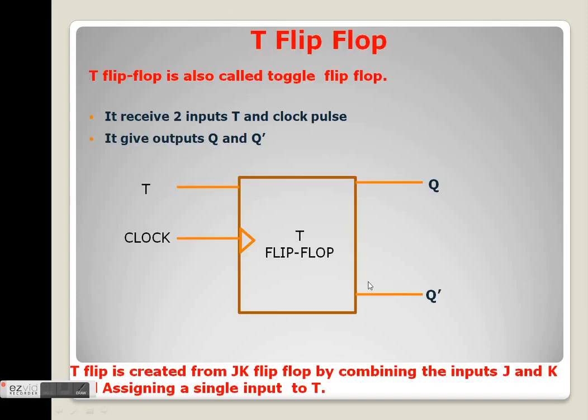Students, let's now discuss T flip-flop. T flip-flop is also known as the toggle flip-flop. The T flip-flop receives two inputs. One is represented as T and the other one is the clock input. Okay, and it gives two outputs, Q and the complement of Q, which is represented by Q bar. Students, to create T flip-flop, we need a JK flip-flop. In JK flip-flop, we combine the inputs J and K, and we assign the single input T to it.